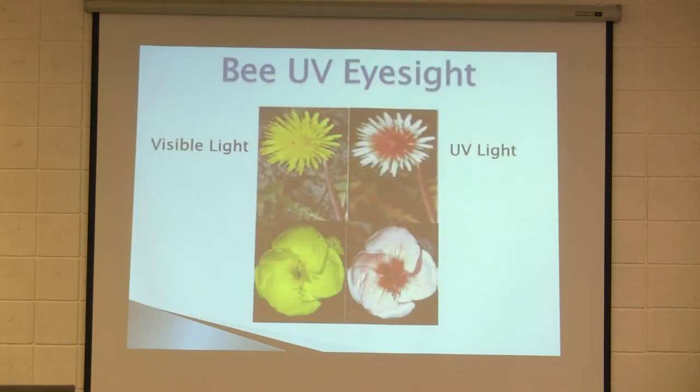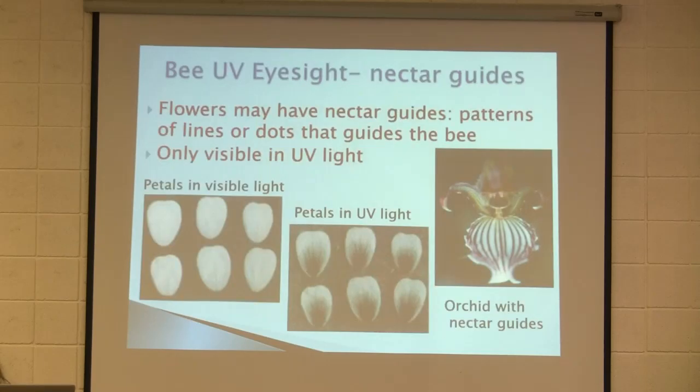So I mentioned the UV eyesight for a bee. In visible light, the dandelion looks yellow, and in UV light, it actually is red with white. That's the reason why red flowers are not good for bee pollinators. And you'll notice down at the bottom, there are streaks in the bottom flower going into the center where the pollen is found. Those are nectar guides.